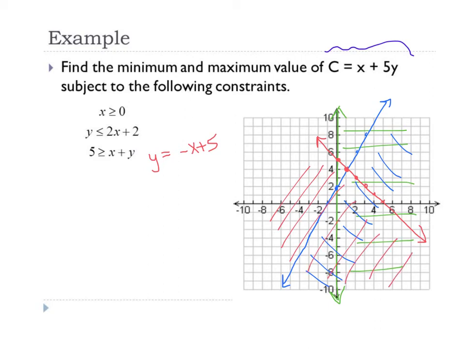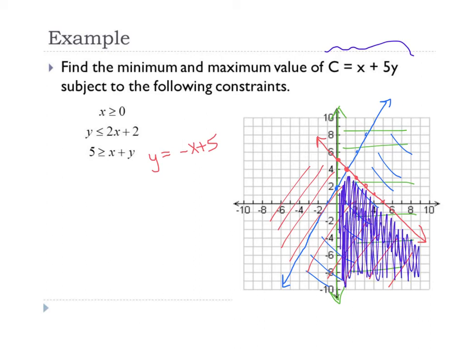And it looks like our overlapping region is everything in here. Okay, so identify the vertices. It looks like we just have 2. That one right there is 0, 2. And this one up here would be 1, 4.